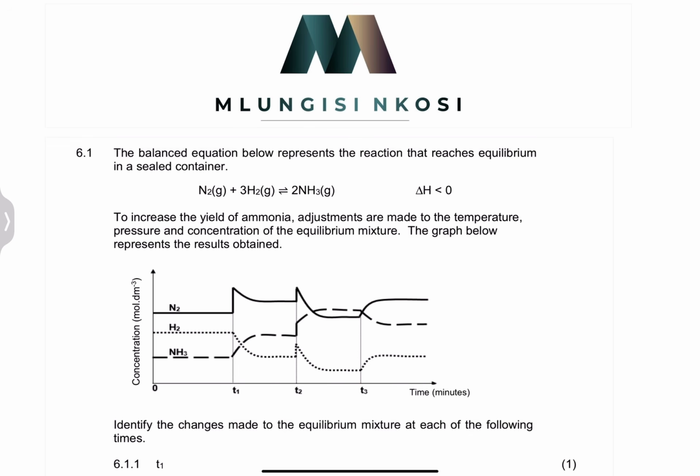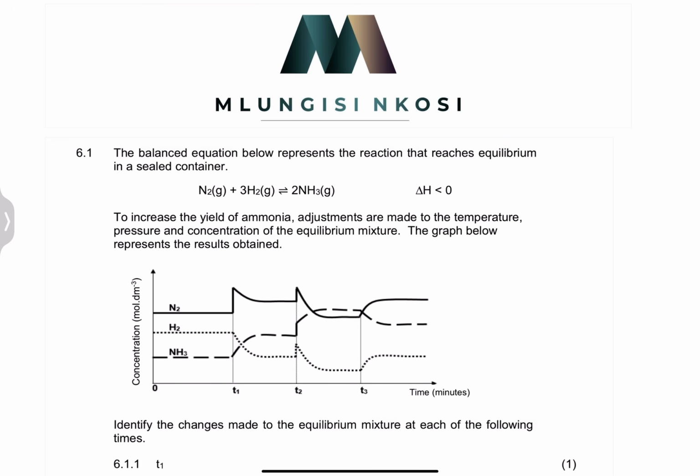So I thought I would just start with chemical equilibrium. Let's dive right into it. The balanced equation below represents the reaction that reaches equilibrium in a sealed container. We've got N2 plus 3H2, which gives us 2NH3, and delta H is less than 0. To increase the yield of ammonia, adjustments are made to temperature, pressure, and concentration of the mixture. The graph below represents the results obtained.